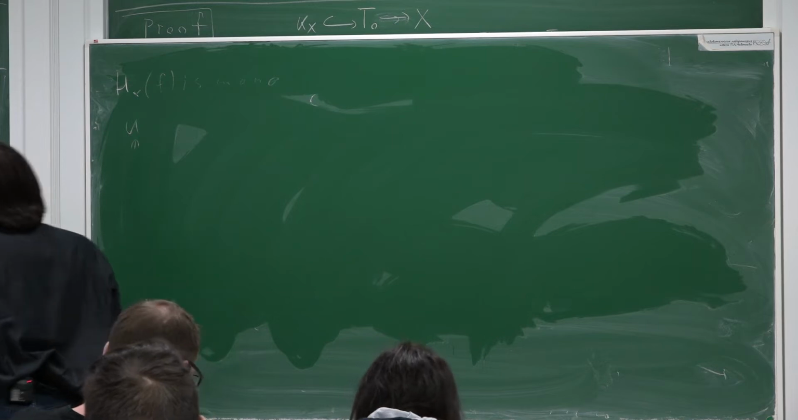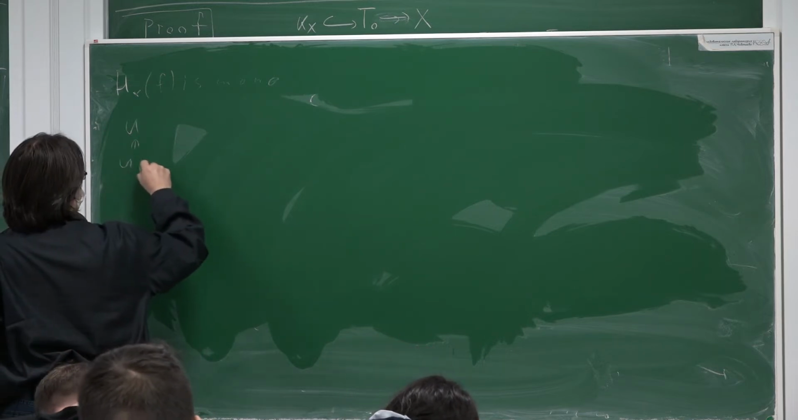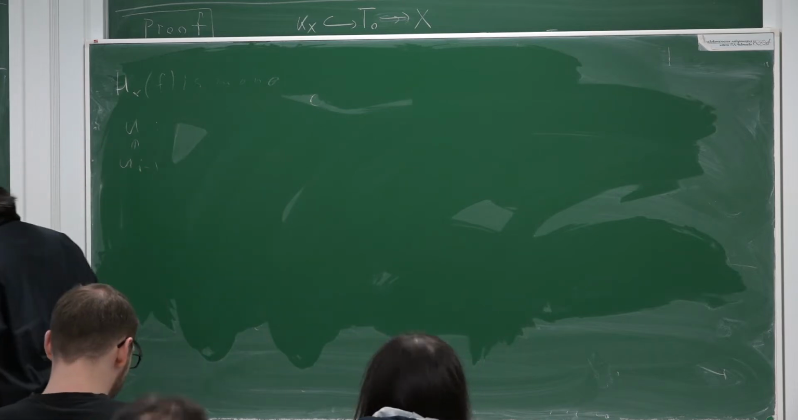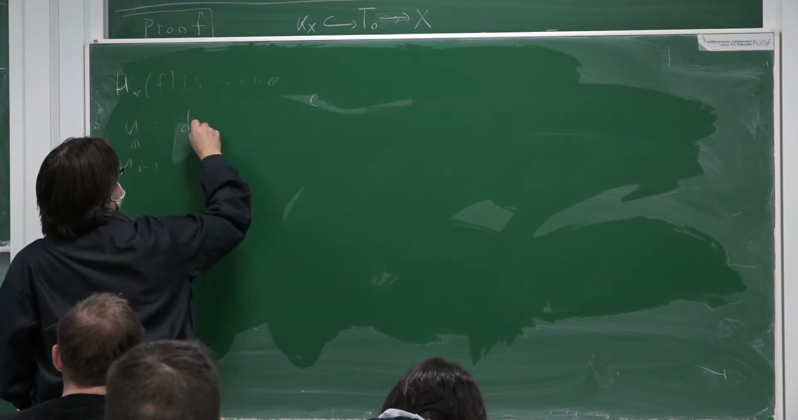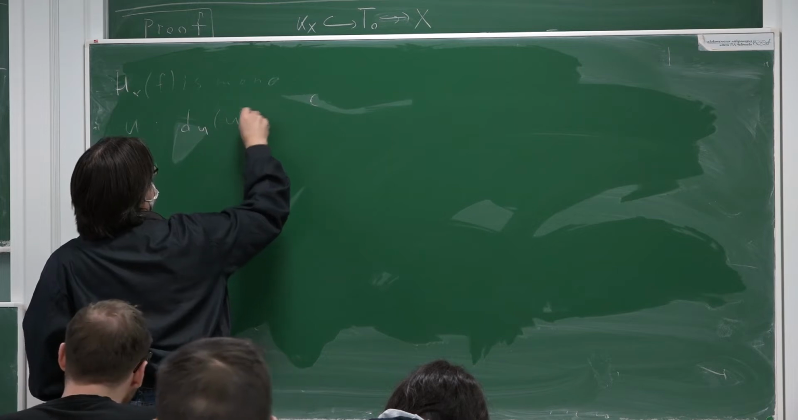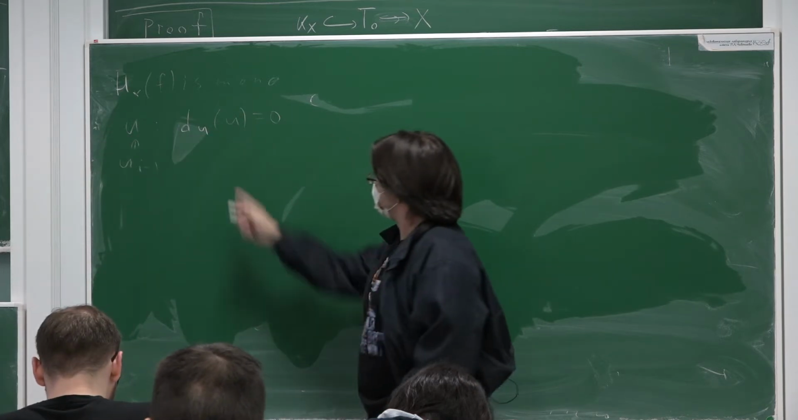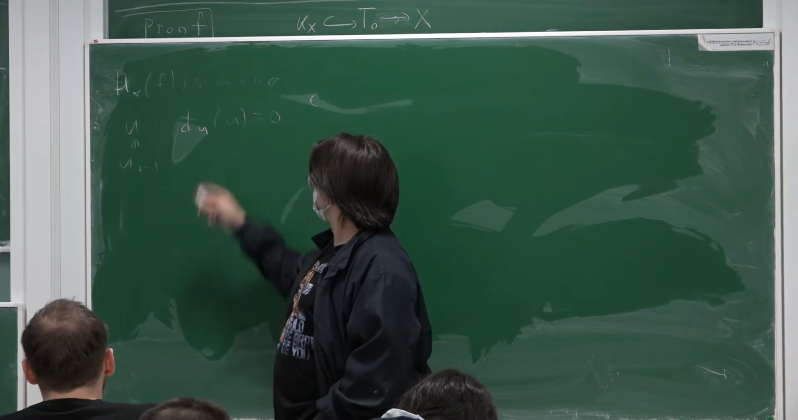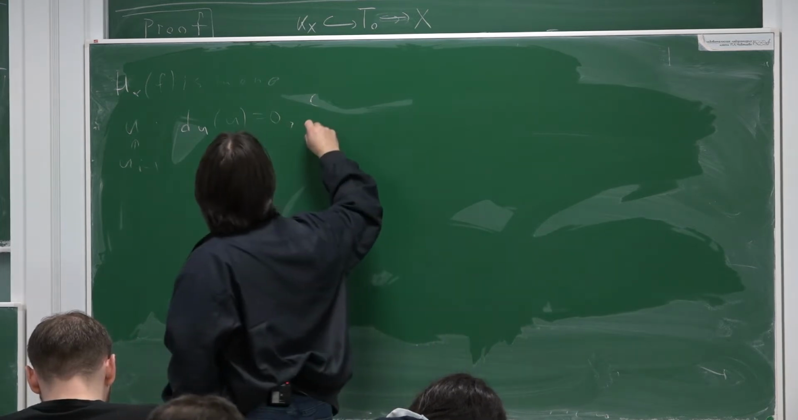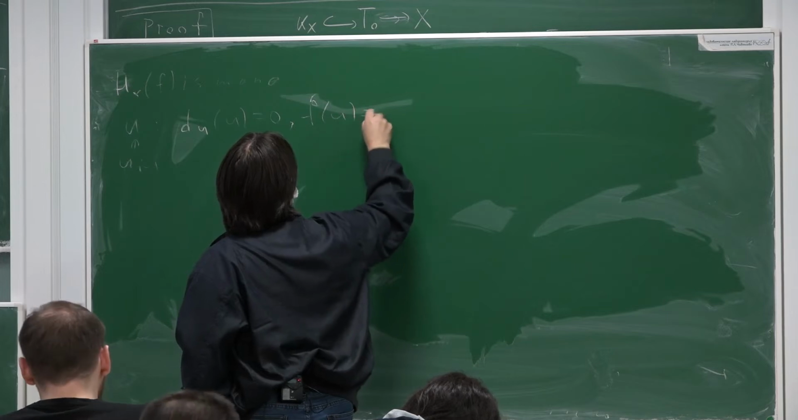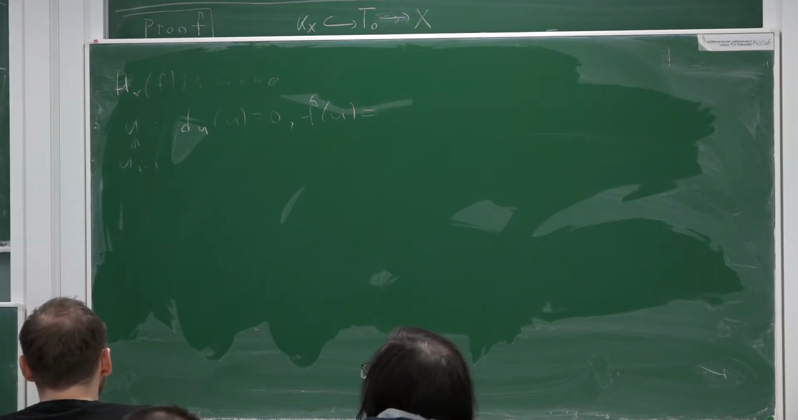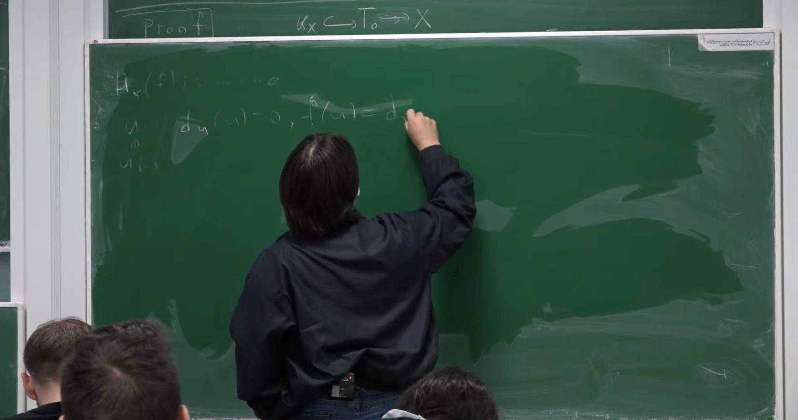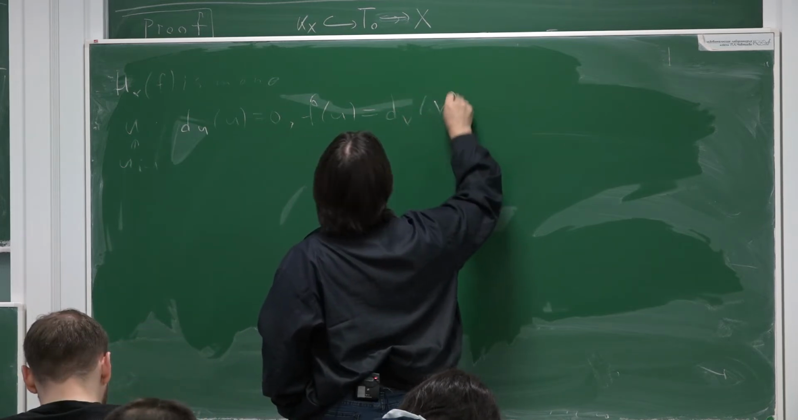from, for example, U_{i-1}, such that du of u is 0, this means that u represents some element in homology, and f of u equals dv of v for some v.